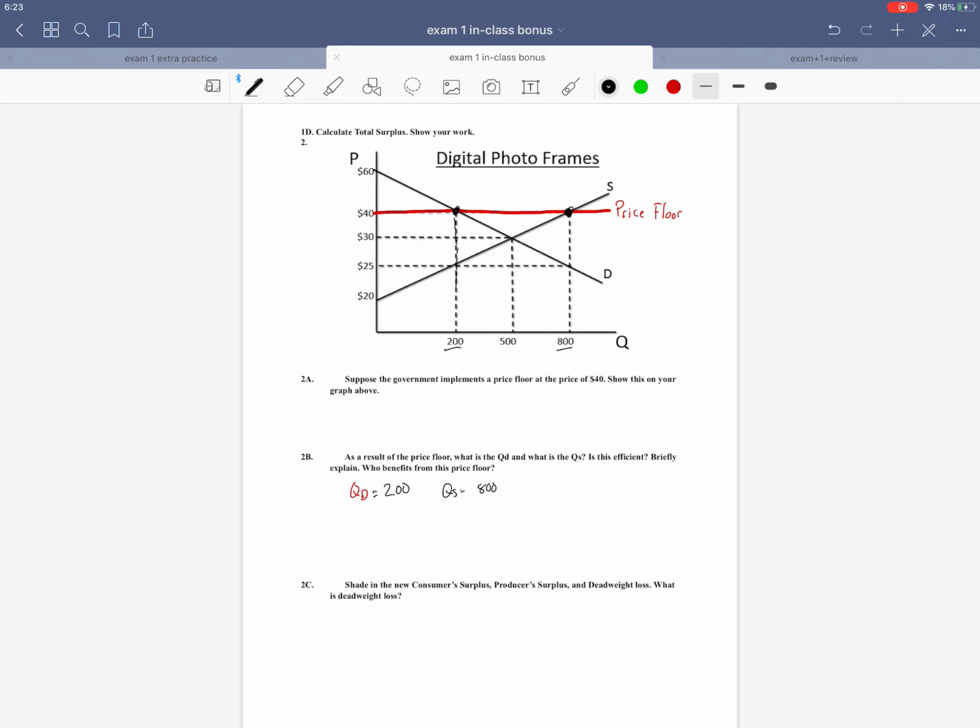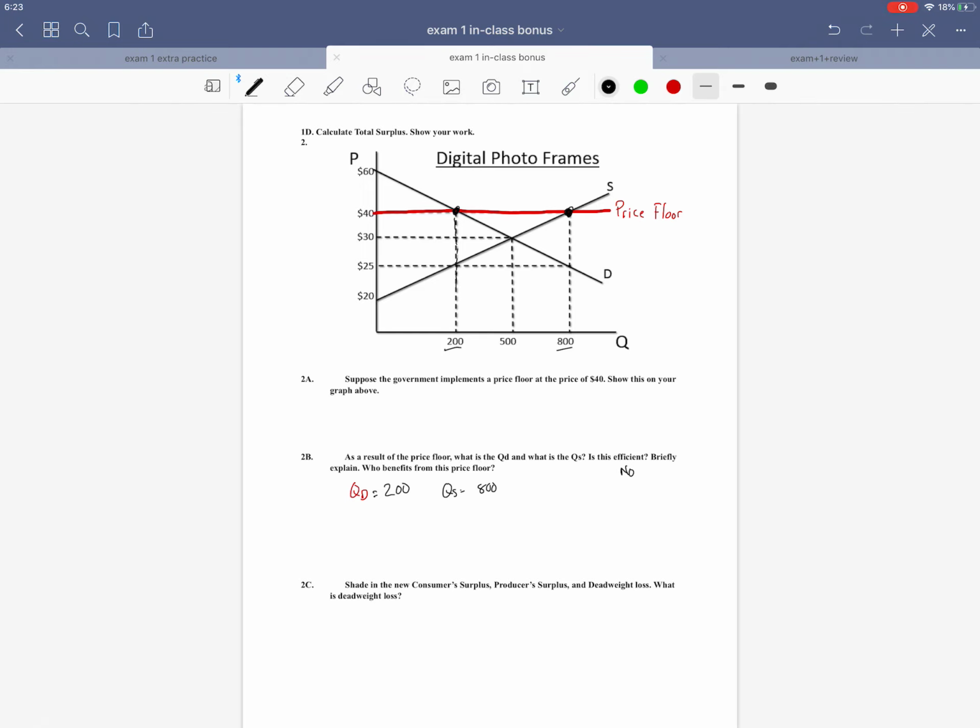So the question says, is this efficient? And the answer would be no. The reason why is because we see that our market's not in equilibrium. So there's this huge surplus of digital photo frames here that the firm is not able to get rid of because they can't lower the price to get back to the equilibrium point. Anytime you're unable to lower the price to get back to that equilibrium, this surplus is going to continue to persist. So it's not efficient because the surplus is going to persist.